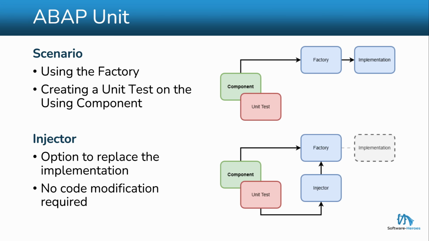The goal is not to receive the actual production implementation back at the end, but rather a test double defined by us. Conversely, this means we don't have to make any messy modifications or branches in the production code to enable the test scenario for the factory. This is perfectly in line with a modern, testable software architecture in the ABAP environment.